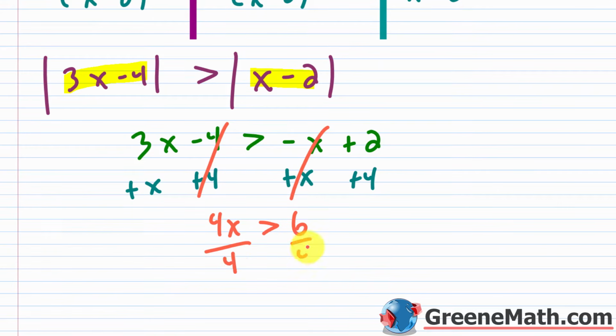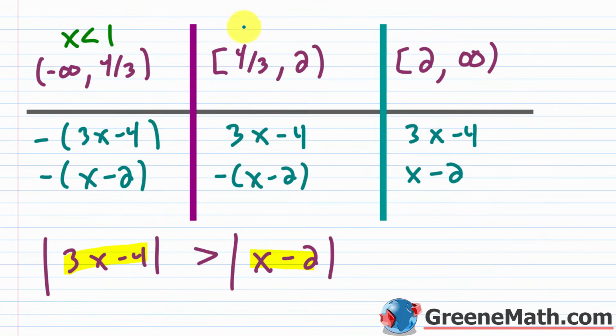Let's divide both sides of the inequality by 4. So this is going to cancel. And we have x is greater than 6 over 4. They're each divisible by 2. 6 divided by 2 is going to be 3. And 4 divided by 2 is going to be 2. So you get x is greater than 3/2. So let's put x is greater than 3/2.